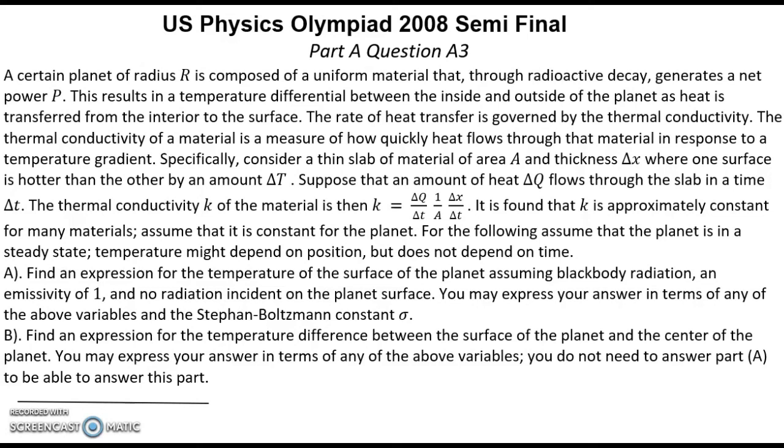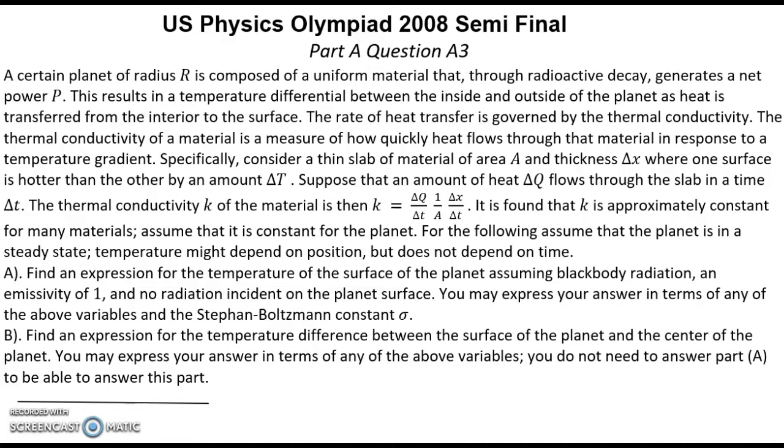Part A, Problem A3. A certain planet of radius big R is composed of a uniform material that, through radioactive decay, generates net power big P. This results in a temperature difference between the inside and outside of the planet as heat is transferred from the interior to the surface. The rate of heat transfer is governed by the thermal conductivity.